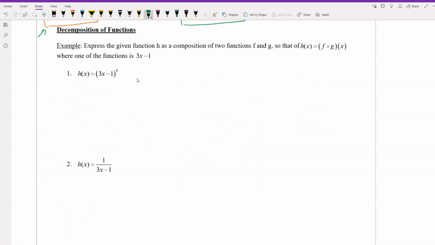Decomposition of functions. Express the given function h as a composition of two functions f and g, so that h(x) equals f of g(x), and one of the functions is 3x minus 1. So here h(x) is equal to (3x minus 1) to the power of 4, because of what we have here, f of g(x). g(x) is the inner function, and this part is inner, so that means g(x) is equal to 3x minus 1.